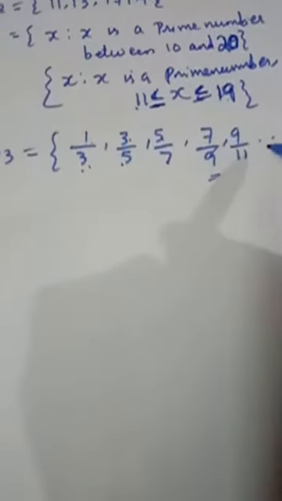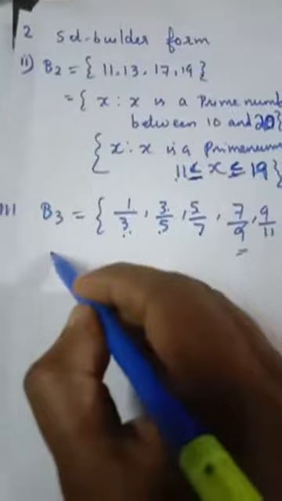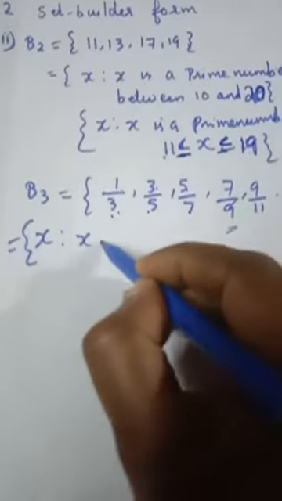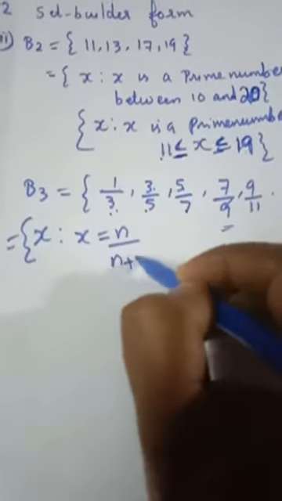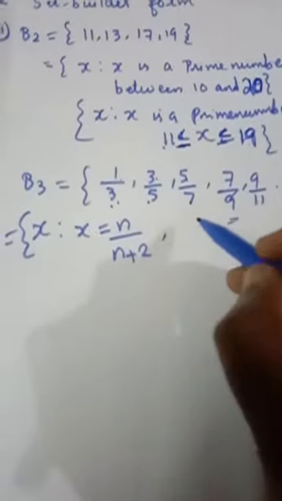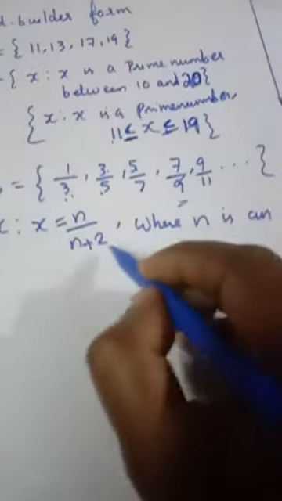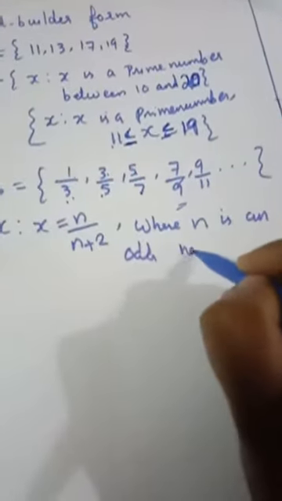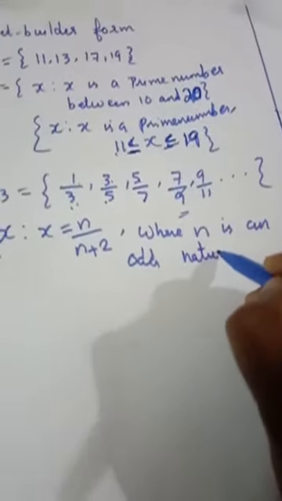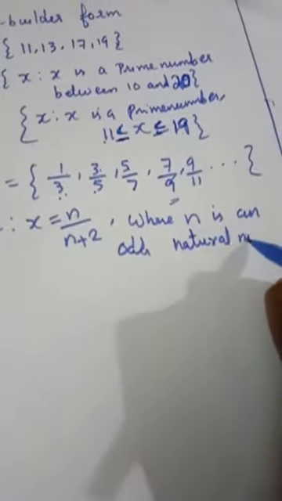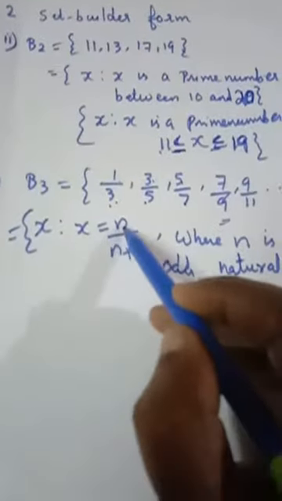And one more thing, these 1, 3, 5, 7 are odd numbers. So how to write it? Set x such that x is equal to n by n plus 2, where n is an odd natural number. Don't just take natural number. Natural number includes 1, 2, 3, 4, 5, etc., but here only odd natural numbers.